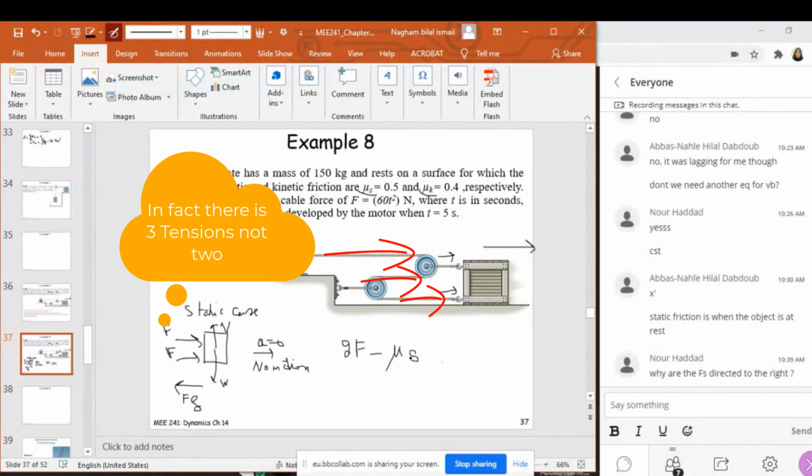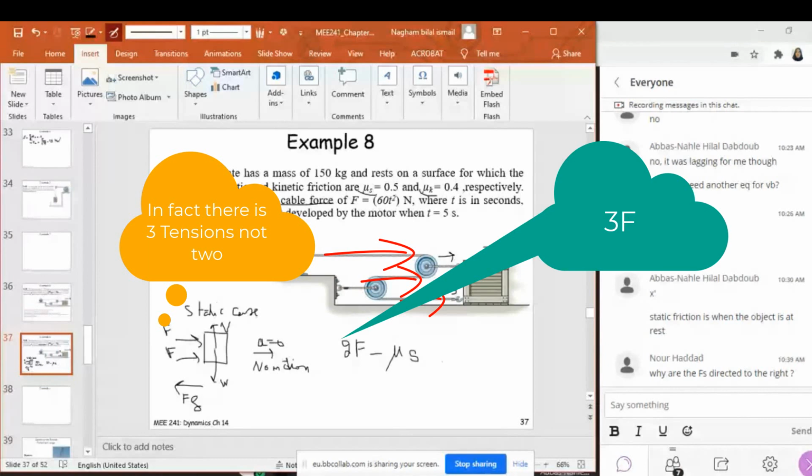Why is F directed to the right? Because the motor is supplying a cable force so that this crate is moving, all right? So it's not the tension; it's a cable force, opposite to the tension. So it is doing a motion. It's pushing this crate in order to move in this direction.